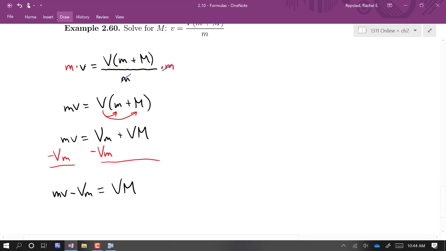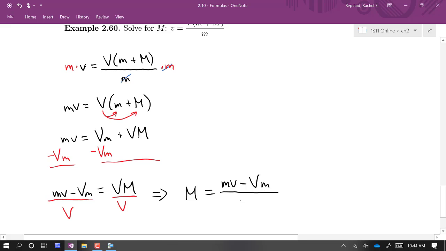And now it's all over but the shouting. We're going to divide both sides by big V. And now we can conclude that big M is equal to little m, little v, minus big V, little m, all divided by big V.